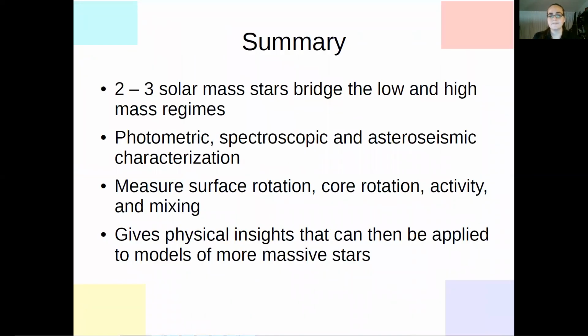So, in summary, I hope I've convinced you that the 2 to 3 solar mass regime is a really interesting one for bridging the gap between low and high mass stars. We can do detailed photometric, spectroscopic, and asteroseismic characterization of the sample, which allows us to learn about the physics of things like rotation, angular momentum transport, loss, activity, and mixing, which hopefully gives us some physical insights that can then be applied to the models of more massive stars that you might be more interested in.